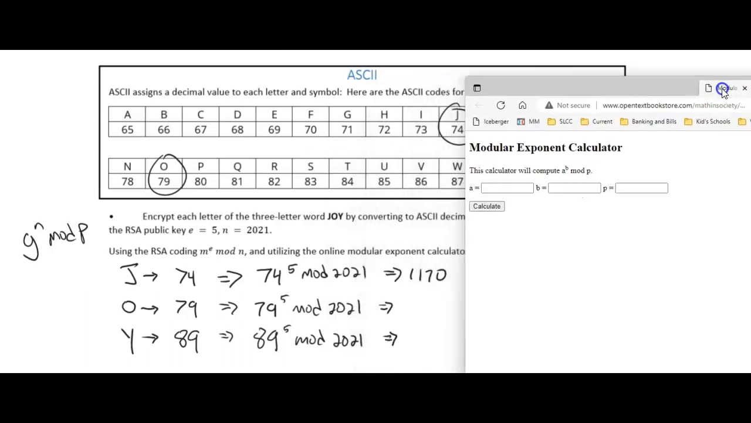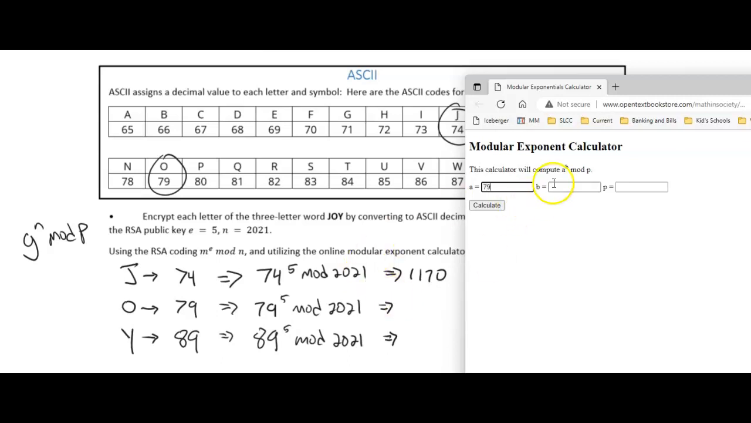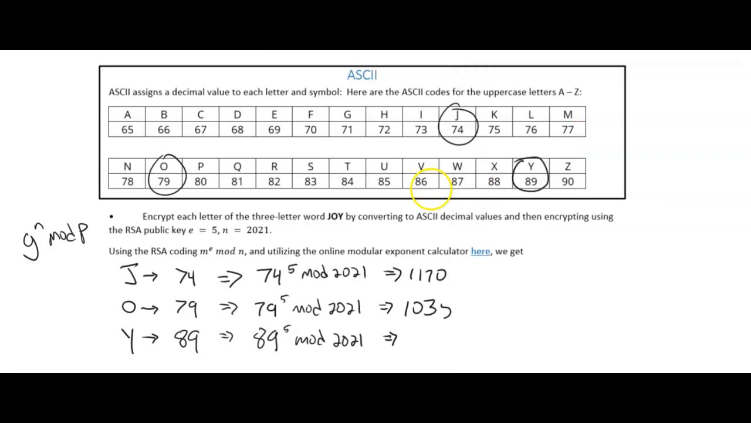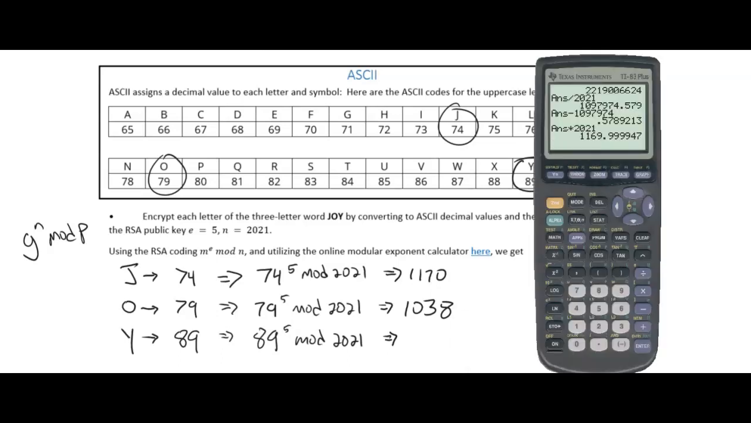And now let me demonstrate the calculator. So A is the 79. B is the exponent, 5. And P, the prime number, 2021. And calculate. 1038. So it's easy to use these calculators, but again, we want to make sure that we can use the tools we have available and practice the skills from the module.